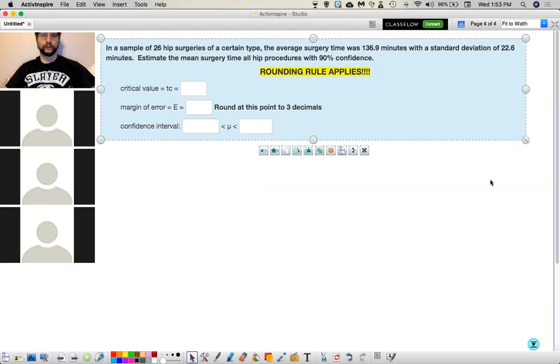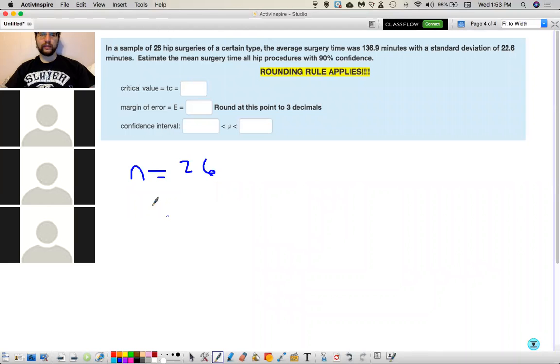All right, now we're going to look at this one. A sample of 26 hip surgeries of a certain type. The average surgery time, it's a sample, right? So X bar. And that's with a standard deviation of 22.6, so that's the sample standard deviation. And it says estimate the mean surgery time of all hip procedures with 90% confidence. So that means alpha is 0.1.